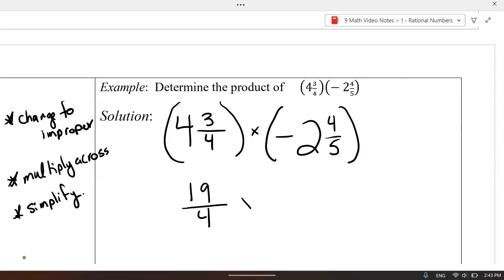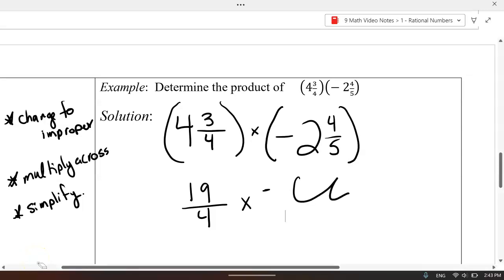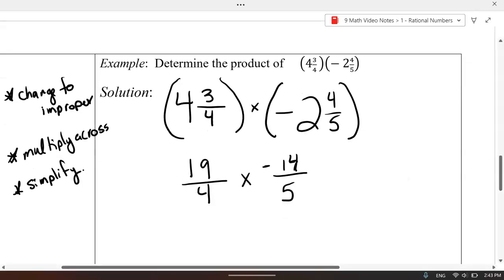This one I know is going to be negative, so I'm going to put the negative there right away. 2 times 5 is 10, plus 4 is 14. So then we're left with 14... Sorry, my pen ran out of ink. Just kidding, it can't digitally, but it lost connection somehow. So this is going to be 14 over 5. And then you straight up multiply across.